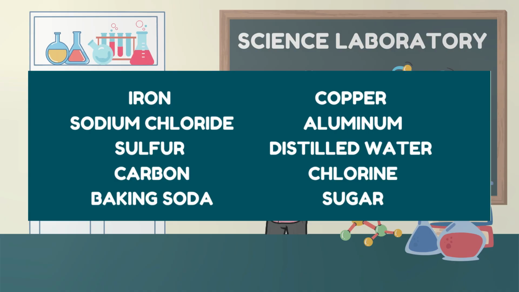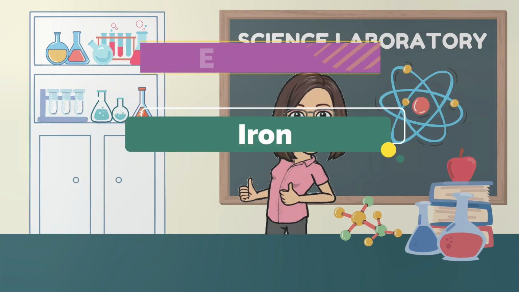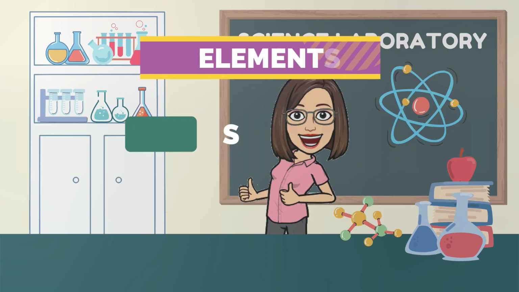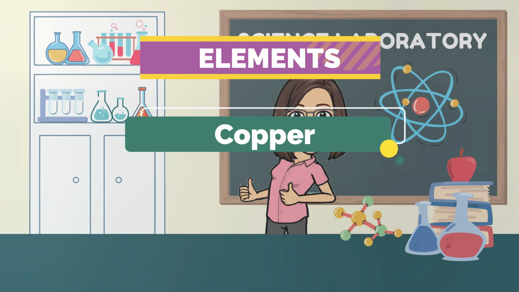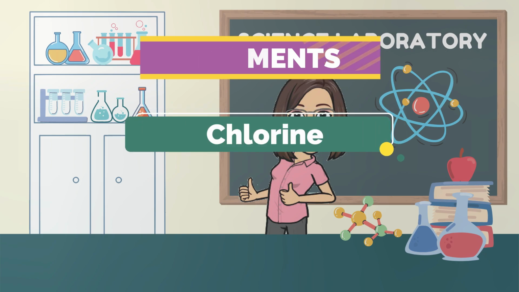Now let us check your answers. Which among the substances are elements? The elements are iron, sulfur, carbon, copper, aluminum, and chlorine.